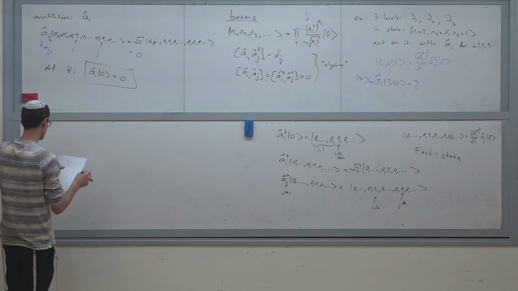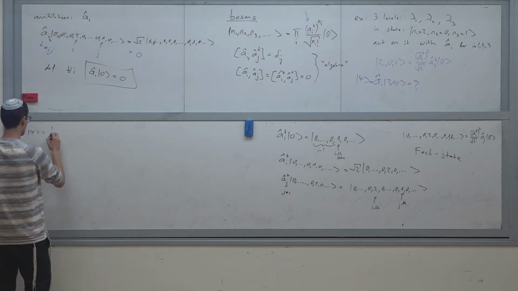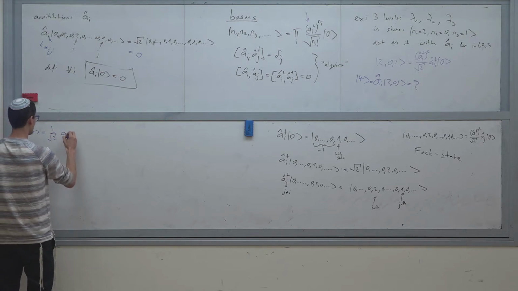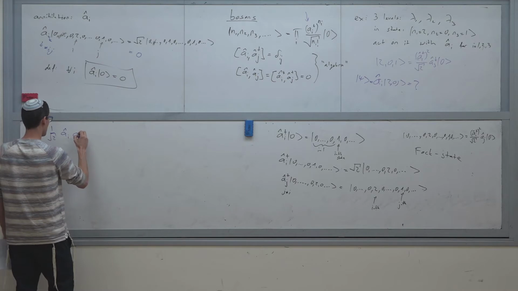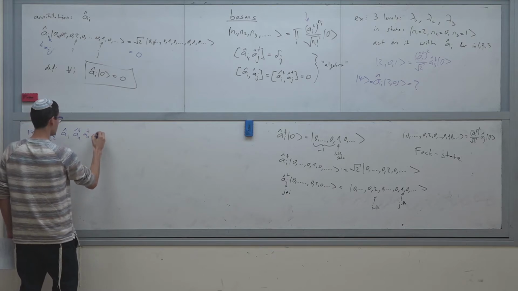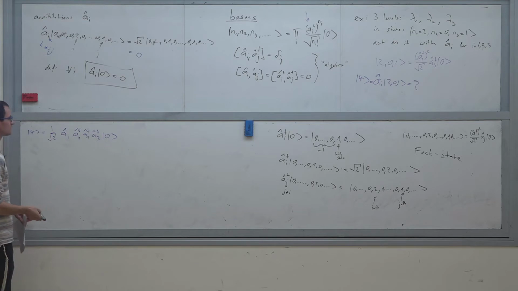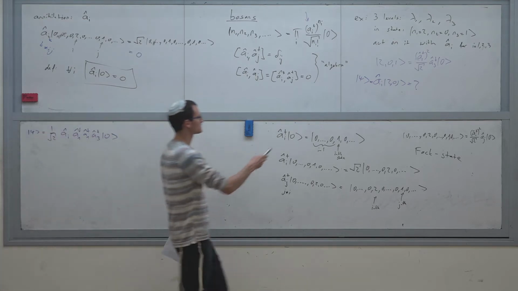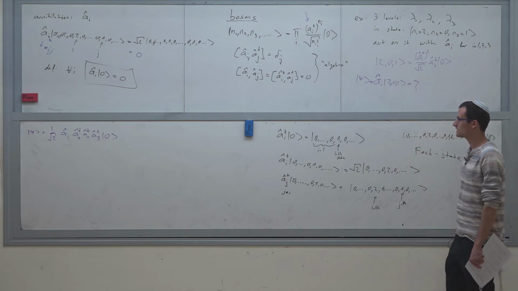So how are we going to do this? So the state psi is equal to 1 over square root 2 AI acting on A1 dagger, A1 dagger, A3 dagger, vacuum. Right? That's what I have to evaluate. It's exactly this expression, but I've plugged in the Fock state.